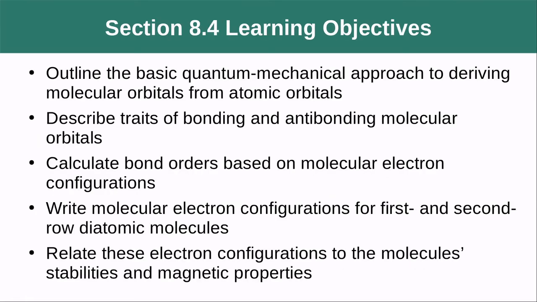Section 8.4, we're going to outline the basic quantum mechanical approach to deriving molecular orbitals from atomic orbitals. We'll describe traits of bonding and anti-bonding molecular orbitals. We're going to calculate bond orders. We're going to write some molecular electron configurations for first and second row diatomic molecules. We'll relate these electron configurations to the molecule stabilities and magnetic properties.